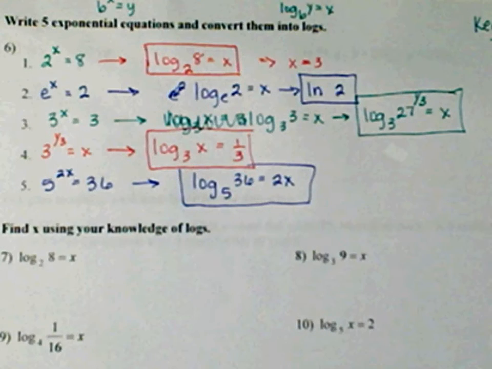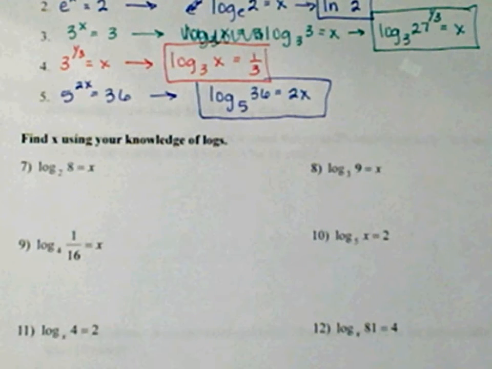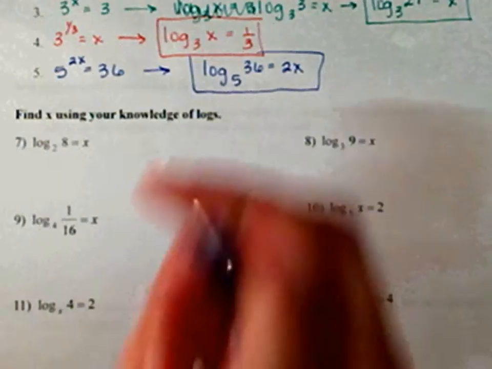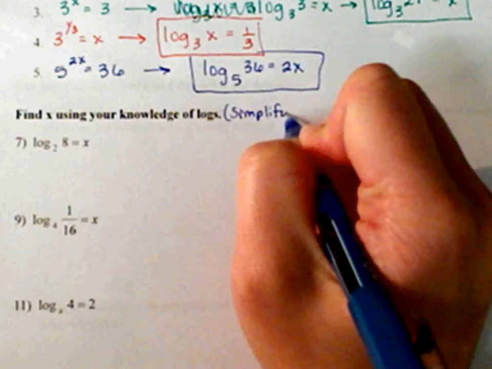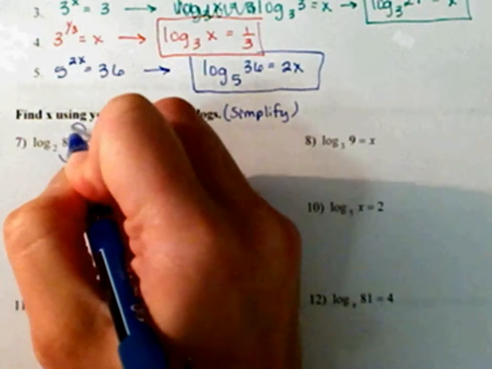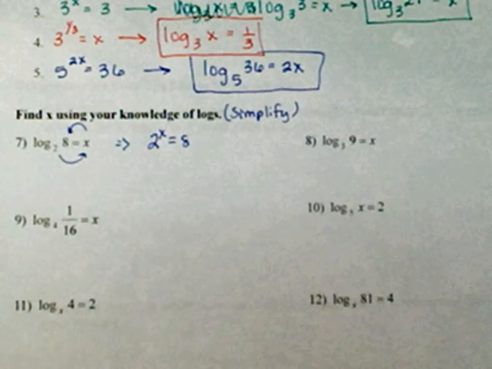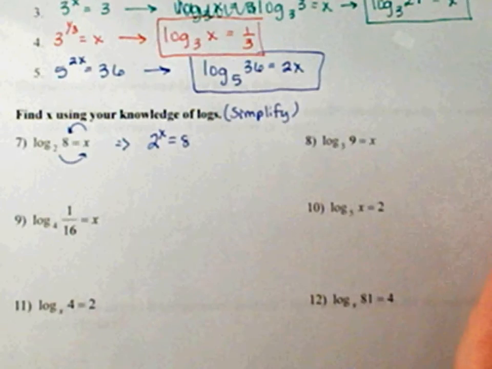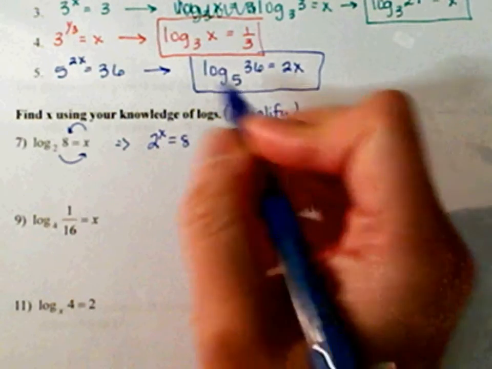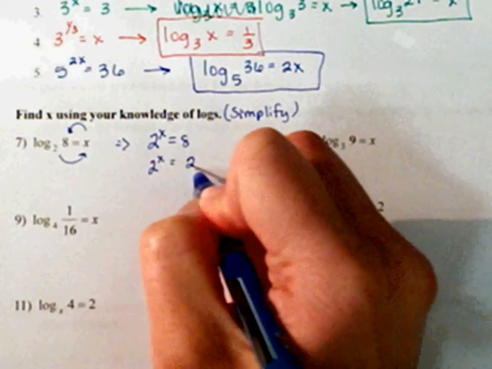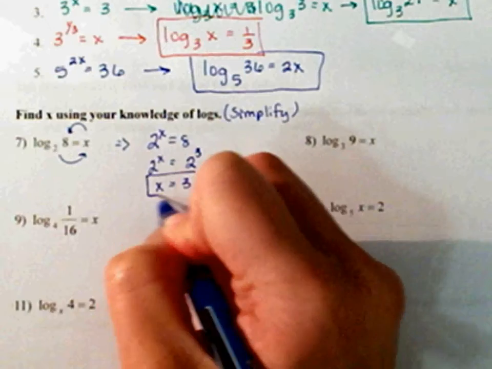Alright, on number 7 through 14, it says find x using your knowledge of logs. Well, in other words, I want you guys to simplify. So how would you do this? 2 to the x is equal to 8. The easiest way to do it is rewrite it in exponential form, okay? So 2 to what power is equal to 8? Well, here's some different ways you can do it. You can write it like that, or you can use the same base. 2 to the 3rd is also 8, so x is equal to 3, okay?